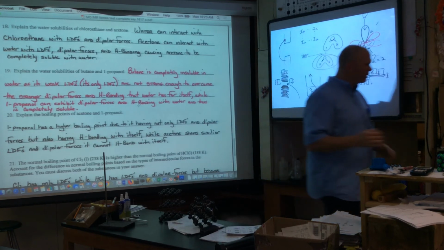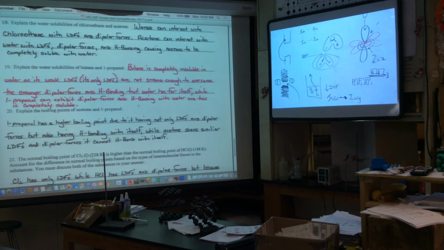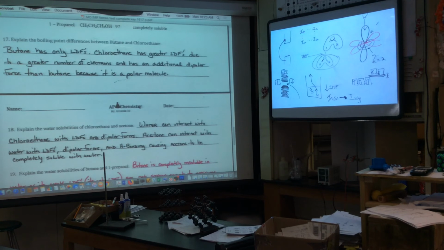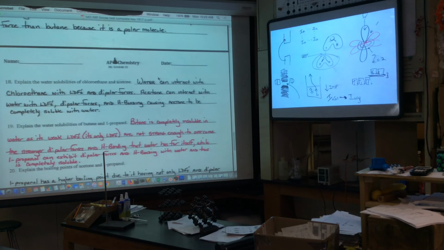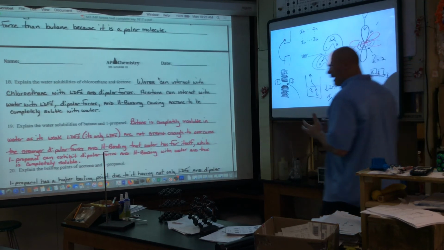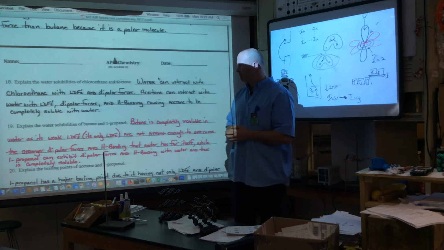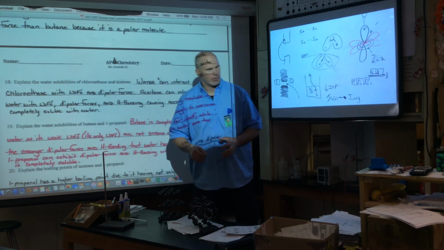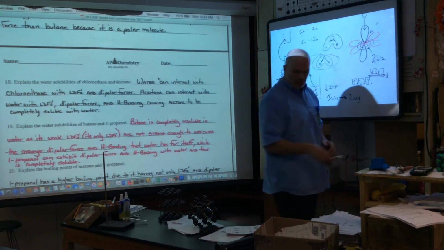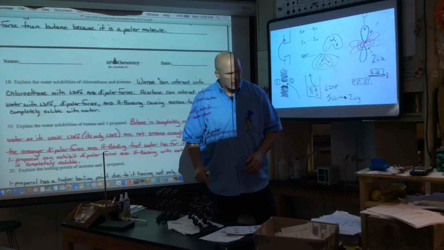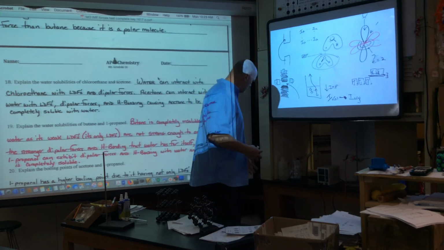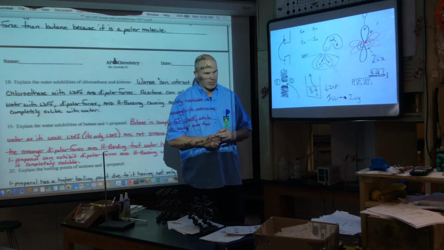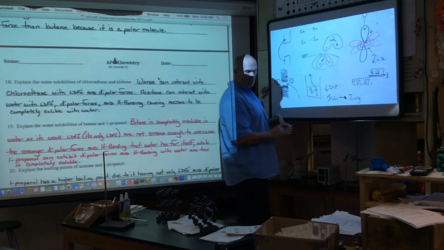Well, if you look at your chart, we know that acetone is soluble, and chloroethane is insoluble. So that means that something about acetone makes it have similar attractive forces to water. Well, if we look at acetone, I'll get rid of some of this stuff. Acetone has LDF forces just like anything else because it has a cloud of electrons.